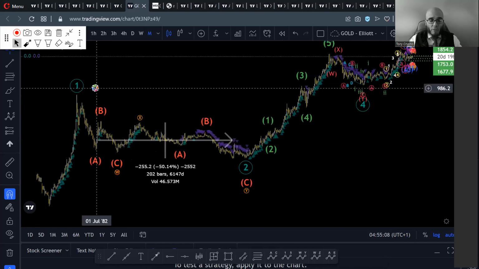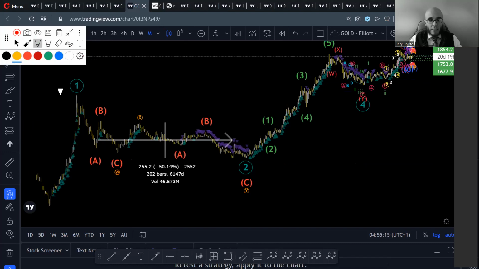So on Elliott wave, regarding gold, I'm starting with the entire history. So you had one wave up here. Then you had a long correction, a very long correction.